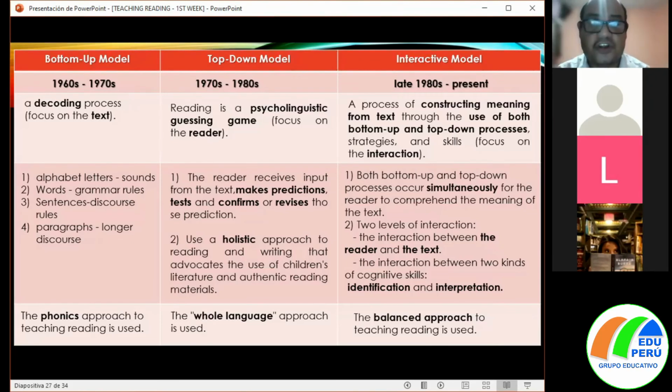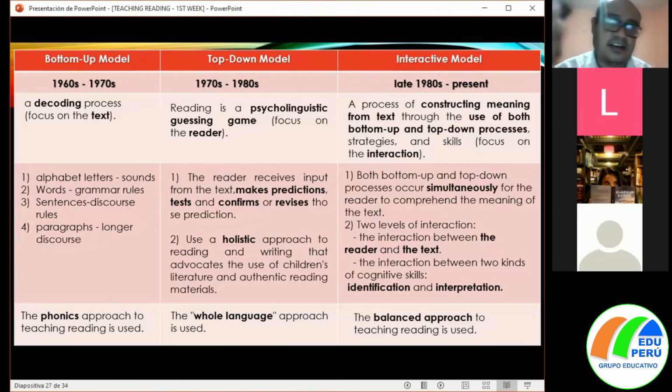That is going to join both models, the bottom-up and top-down, to produce interaction. These two models interact simultaneously, all right? And they produce two kinds of interactions, between the reader and the text, and two kinds of cognitive skills, identification and interpretation. And you are using a balanced approach. All right? Okay? So, until here, any question?